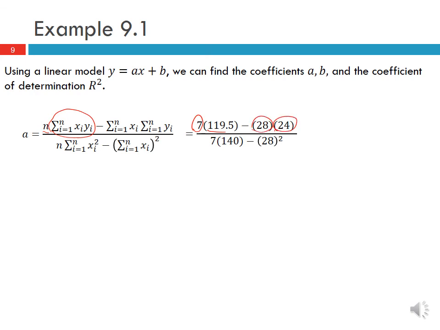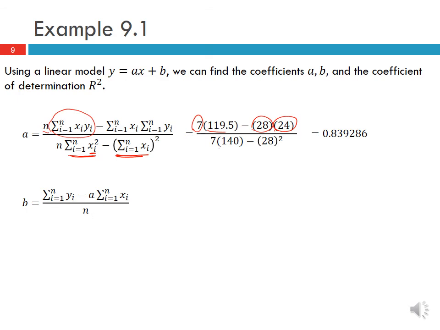And then in the denominator, we have 7 times 140. So the 140 comes from the sum of xi squared minus the sum of xi, squared. So the distinction between these is that here we're squaring all the values and then summing them. Here we're summing all the values and then squaring that result. So this is 0.839286. That is the value of a.